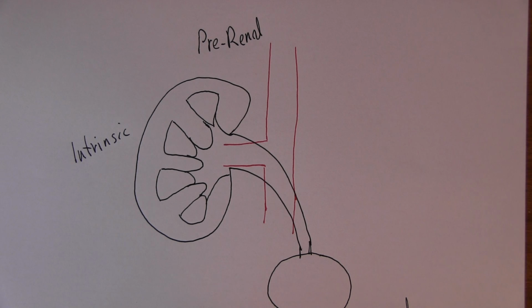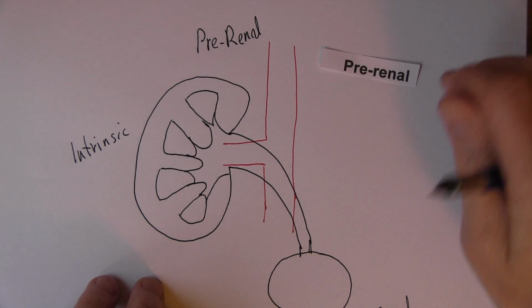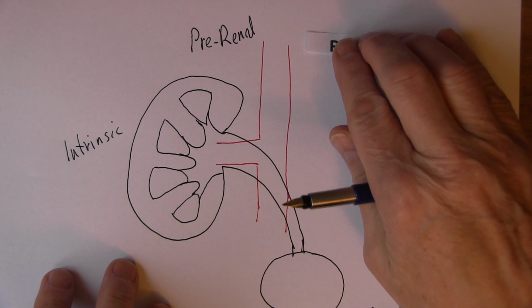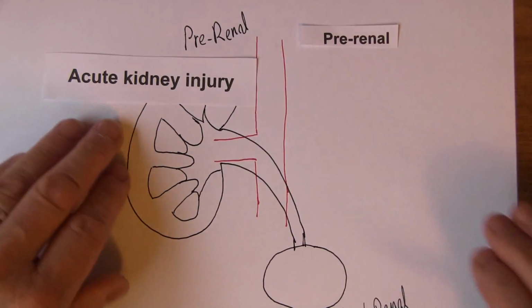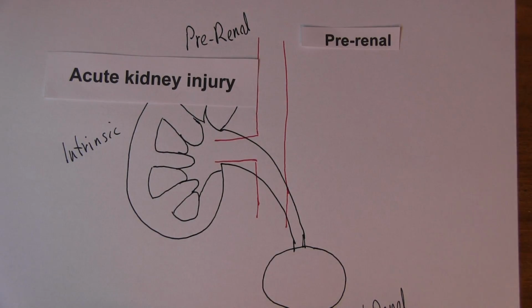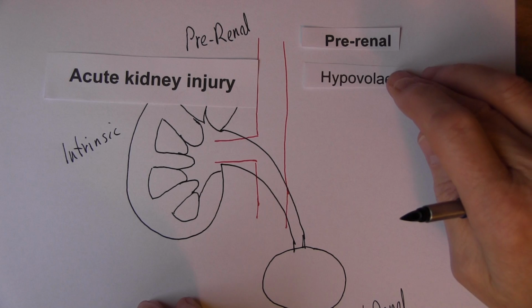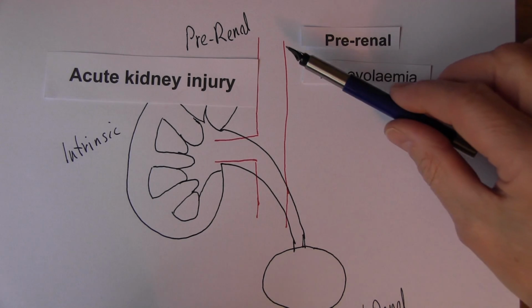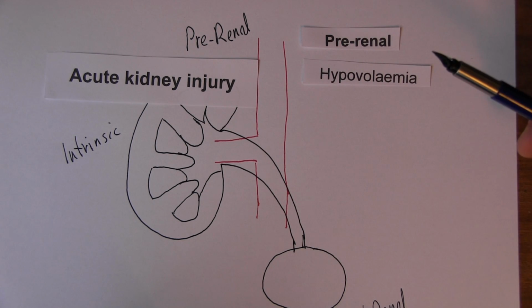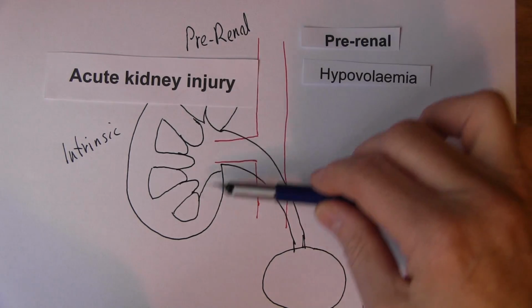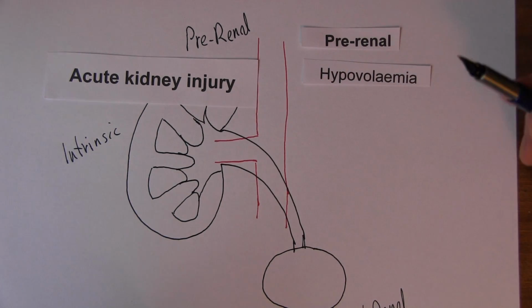And the first one we want to think about is the pre-renal causes. So pre-renal causes of acute kidney injury. And the most common is low blood volume, hypovolemia. If the blood volume drops, there's going to be insufficient perfusion of the kidney. And glomerular filtration is dependent on pressure in the renal arterial system, which feeds through into the afferent arterioles.